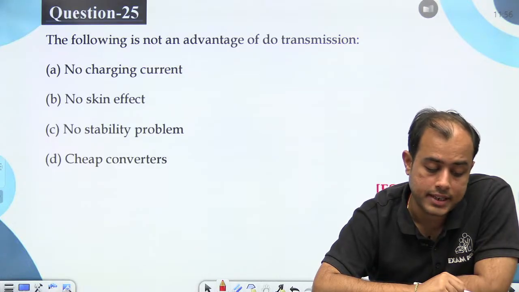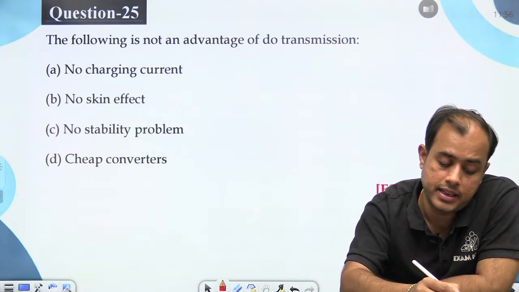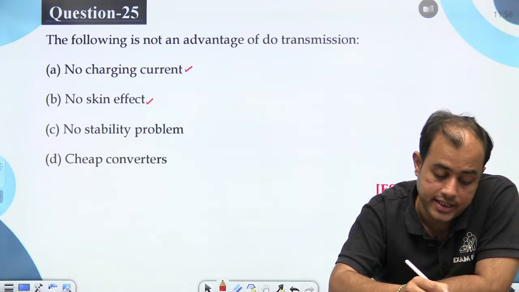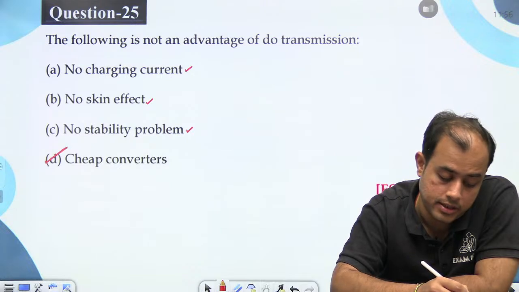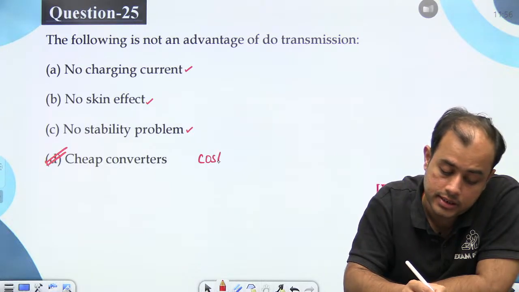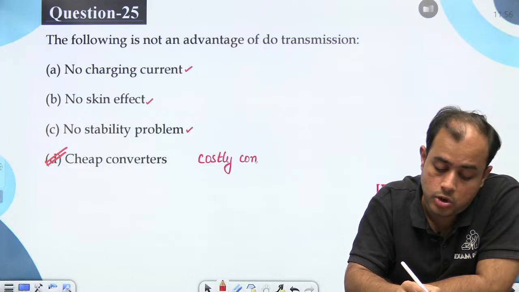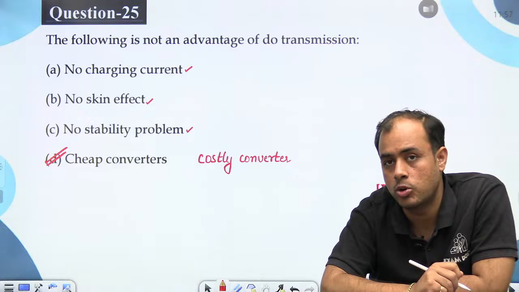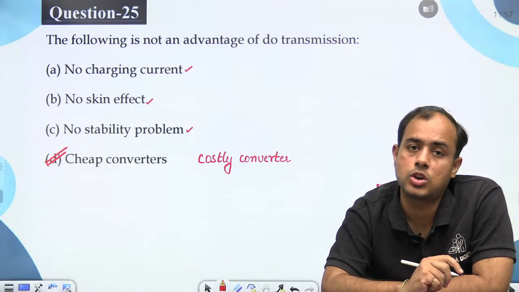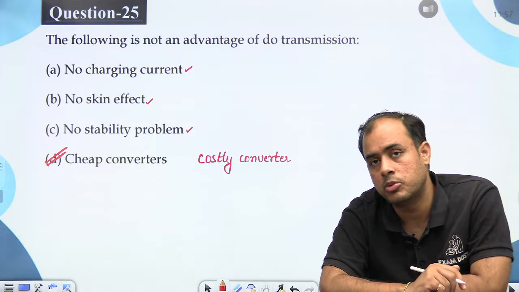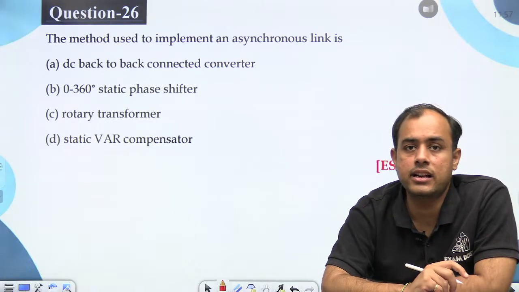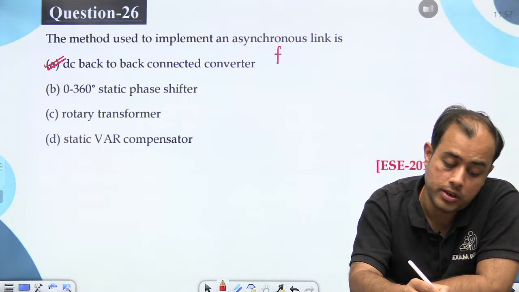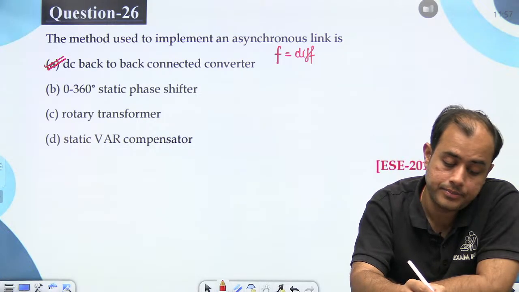The following is not an advantage of DC transmission. ESE 2012: no charging current, correct; no skin effect, correct; no stability problem, correct; cheap converter, no. Costly converters. There are 2 drawbacks of HVDC. That terminal equipment is costly due to rectifier inverter, and the second drawback is the harmonics. Asynchronous link. ESE 2012. Asynchronous means frequency is different.